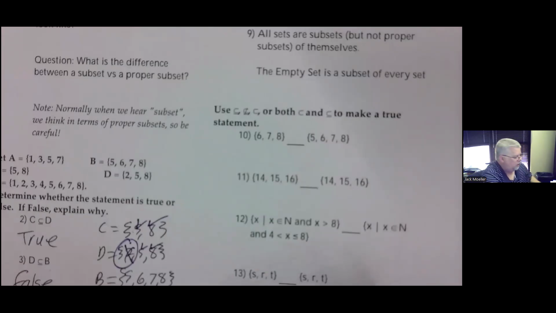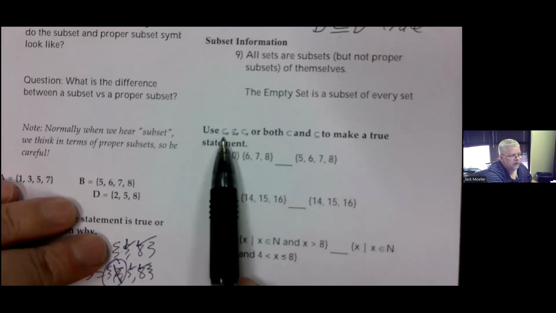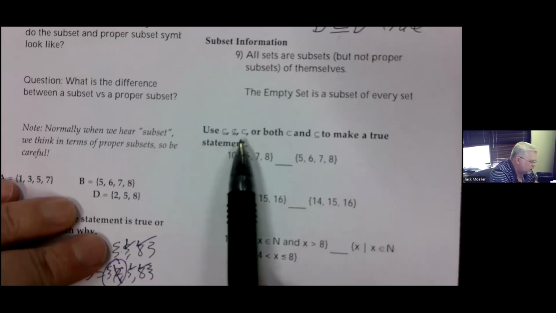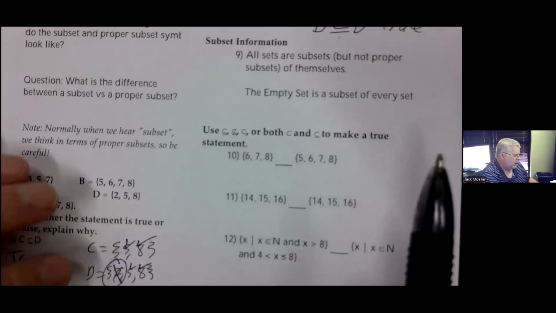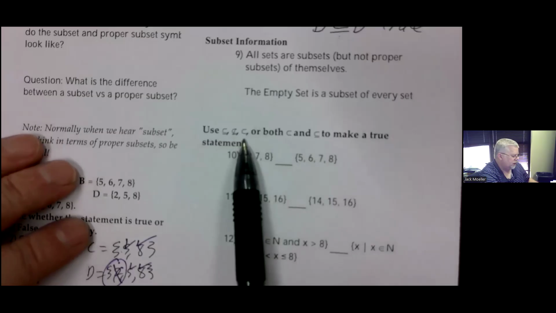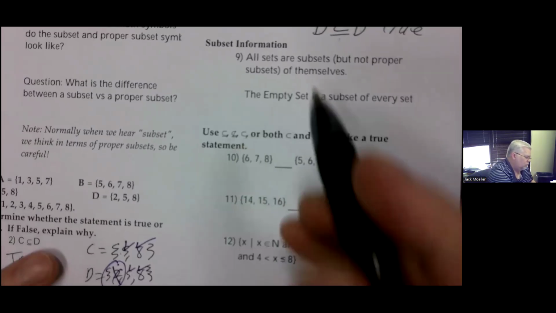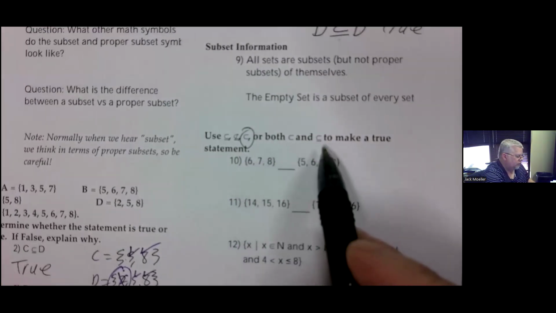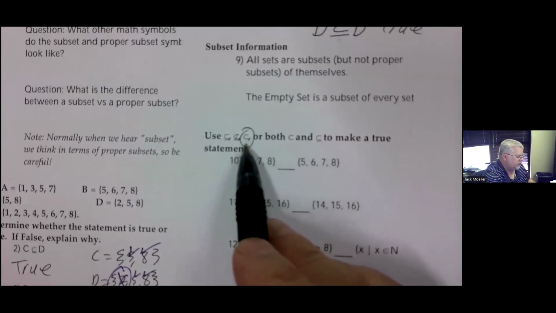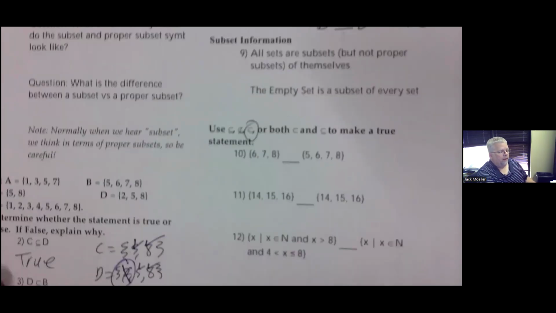Okay. All right. So another way to ask this, rather than true or false, is use subset, not a subset, proper subset, or both to make a true statement. Okay. I kind of don't like this because if you're a proper subset, by definition, you're also a subset. So proper subset has to be a subset and not equal. So I don't know why they give us proper subset when they say both. Because by definition, if it's a proper subset, it's also a regular subset. Okay, but let's go through.